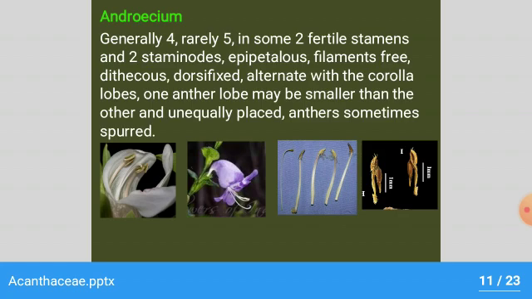Filaments generally free, anthers dithecous and dorsifixed, alternate with corolla lobes. One anther lobe may be smaller than the other, unequally placed. The stamens are unequally placed. Anthers sometimes spurred. The anther lobe having a small outgrowth is called spurred.